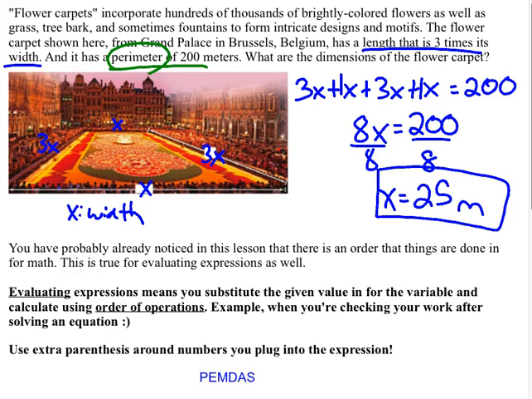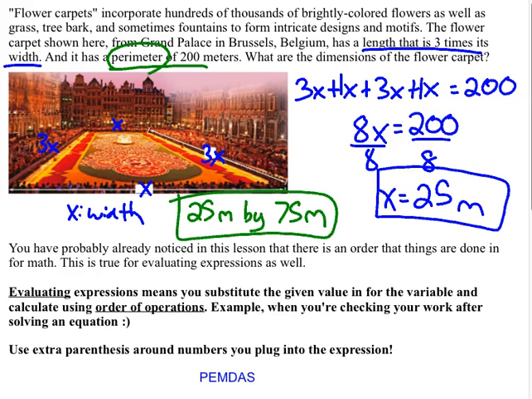Okay. Now, to answer the question, it asks for the dimensions. There is no x in my question. So for the dimensions, if the width is 25 meters and the length is 3 times that, the length has to be 75 meters. So here, when it's asking for the dimensions, keep in mind it actually does want both, okay? Don't just stop at the one, please.